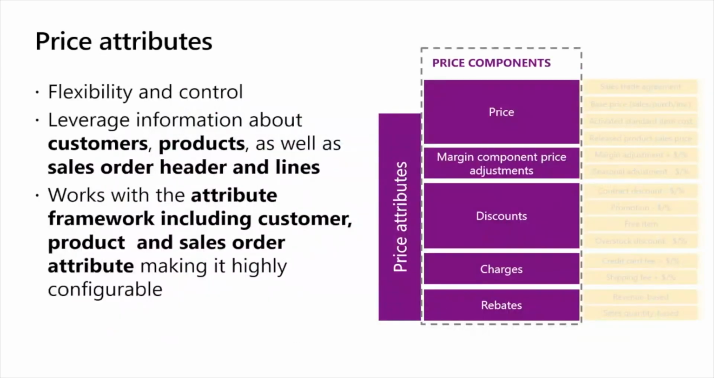Price attributes provide a means to target pricing rule based on information about a customer and or a product. Price attributes can also be transactional, set on a sales order header or line at the time of order. Price attributes can be subsequently applied across all levels of the pricing structure, including prices, margin component price adjustment, discounts, charges, and rebates. Price attributes are highly configurable, allowing organizations a lot of flexibility in their pricing strategy.